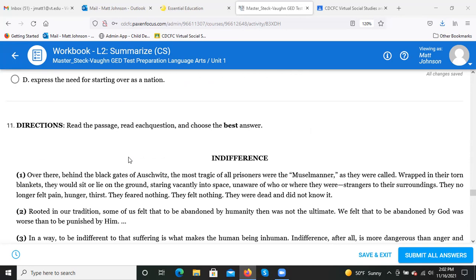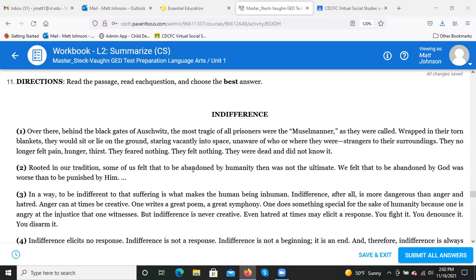So over there, behind the black gates of Auschwitz, the most tragic of all prisoners were the Muselmänner, as they were called. Wrapped in their torn blankets, they would sit or lie on the ground, staring vacantly into space, unaware of who or where they were, strangers to their surroundings. They no longer felt pain, hunger, thirst. They feared nothing. They felt nothing. They were dead and did not know it.